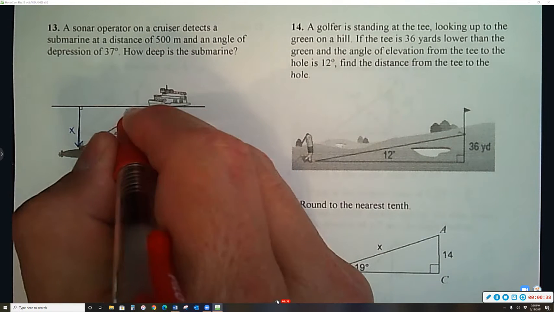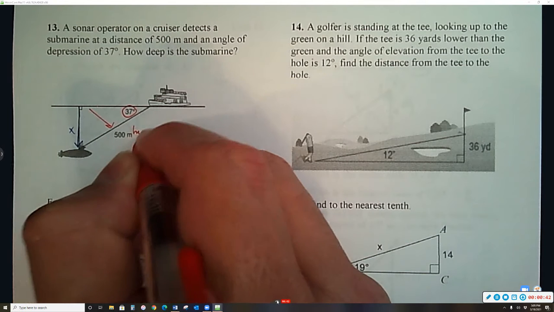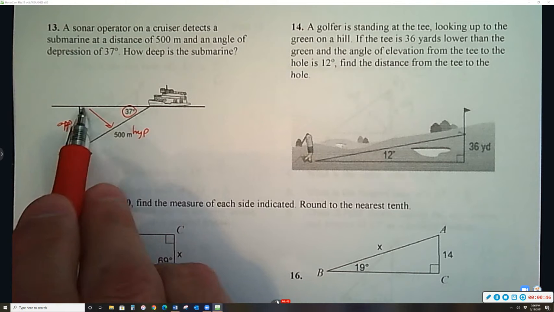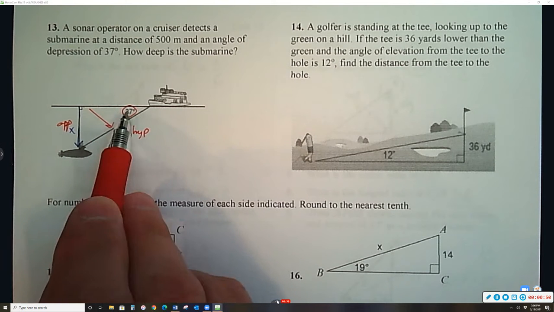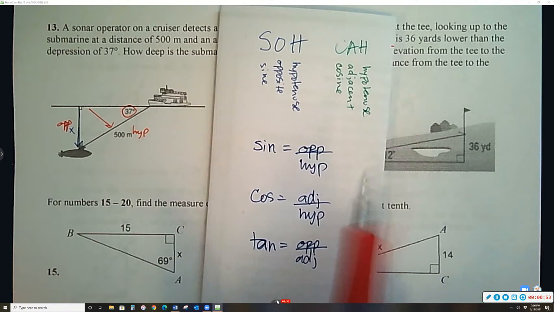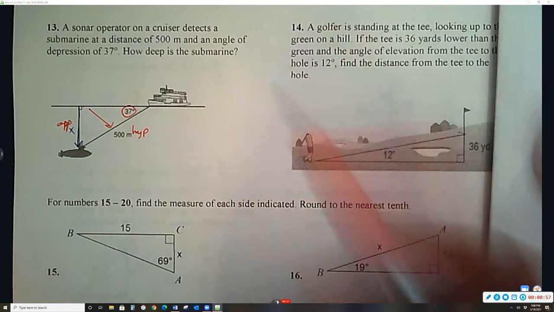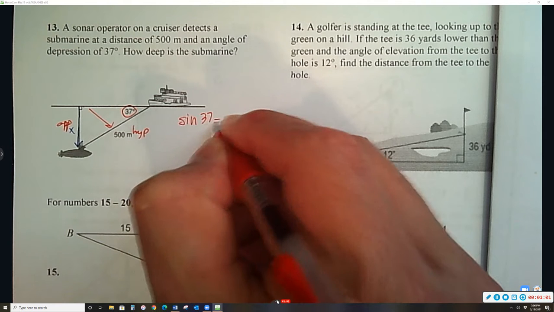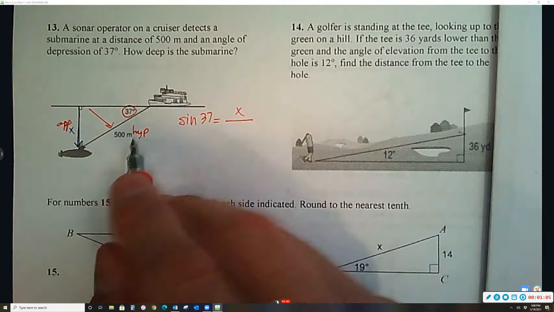Again, here's our acute angle. This is the hypotenuse. This is the opposite side. Because again, this would be the adjacent side because it's next to 37 degrees. Opposite, hypotenuse is the sine ratio. So I know sine of the angle, which is 37 degrees, is equal to the ratio of the opposite leg divided by the hypotenuse.